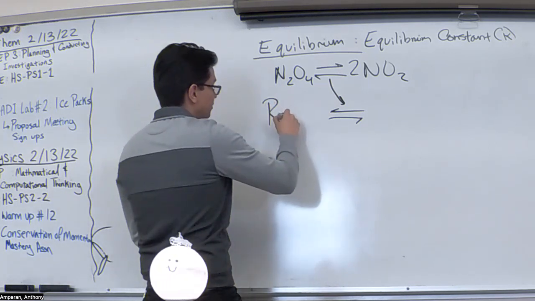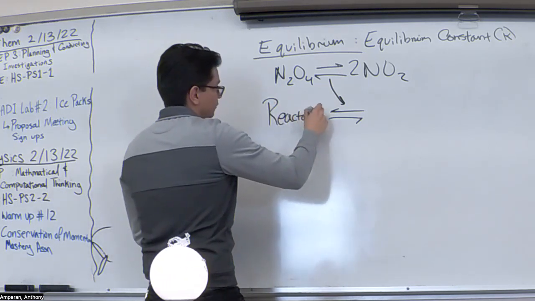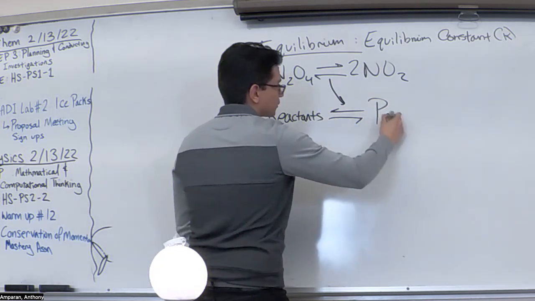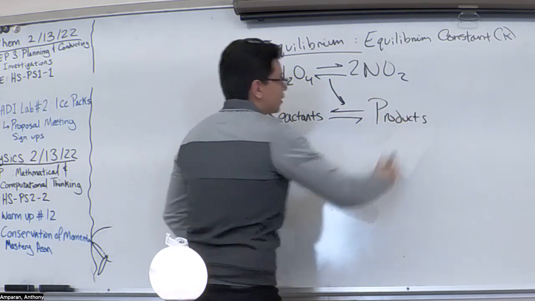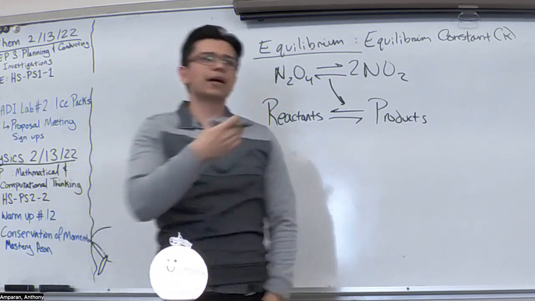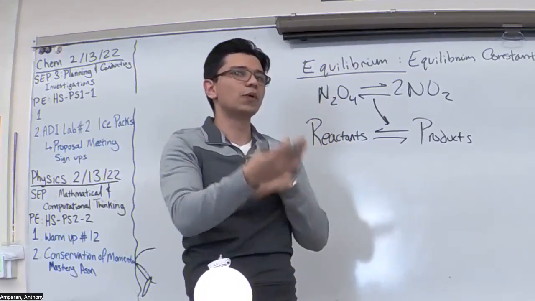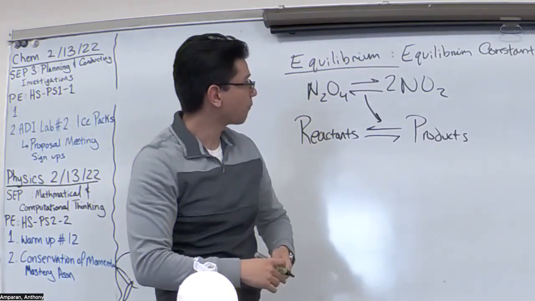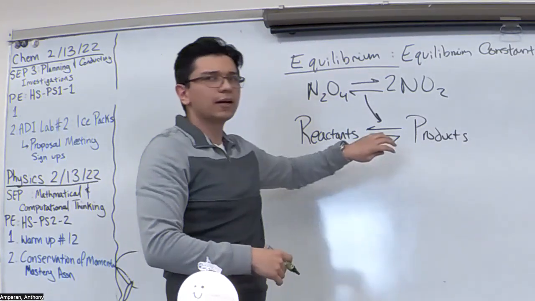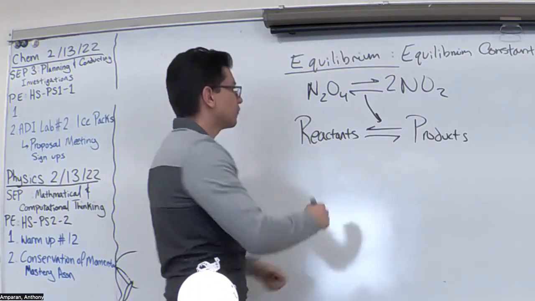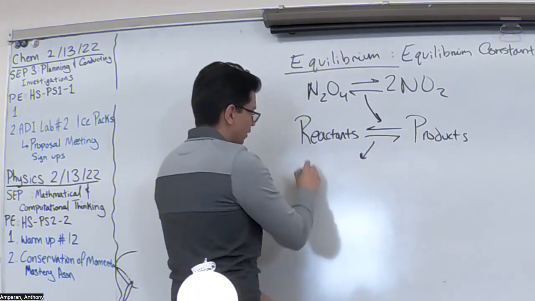Where this side is your reactants, and your other side is your products. With equilibrium, we're looking at the balance between your reactants and your products and the direction of those reactions. If the arrows in two directions are throwing you off, you can always think about it this way.